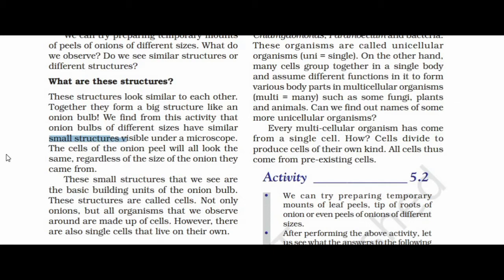The cells of the onion peel will all look the same regardless of the size of the onion they came from. These small structures that we see are the basic building units of the onion bulb. These structures are called cells. So here we can say that all the cells of the onion are the same. Not only onions but all organisms that we observe around are made up of cells. However, there are also single cells that live on their own.